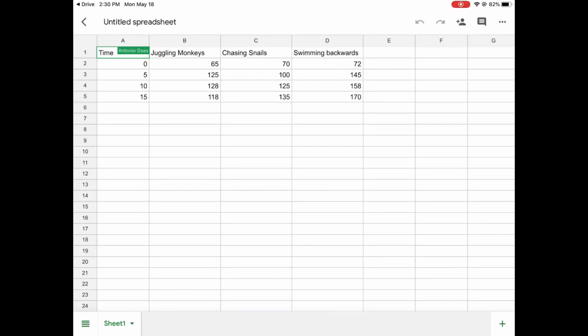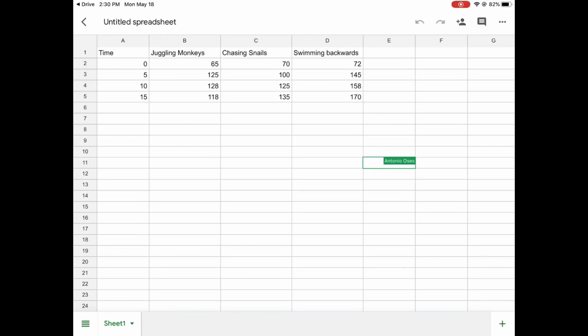All right, so this is going to be how to make a graph using Google Sheets. This is my data set. It's part of the Heart Health Lab. So on the left, you have time 0, 5, 10, and 15. On the top, those are 3 exercises: juggling monkeys, chasing snails, and swimming backwards. Inside the graph, you find all the beats per minute I received while doing my exercises.